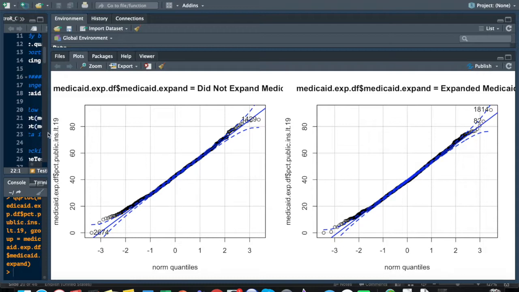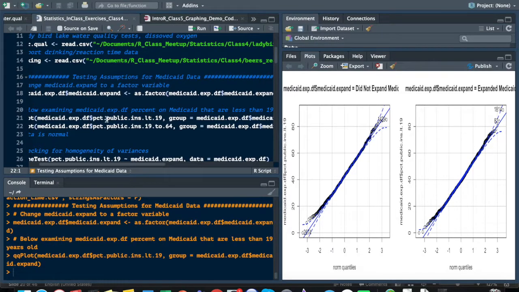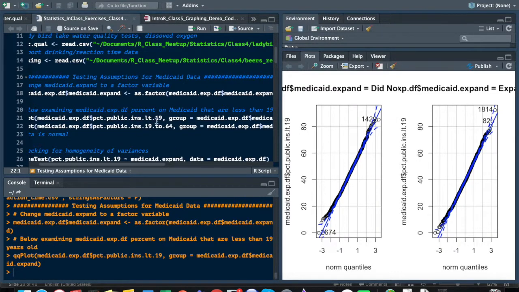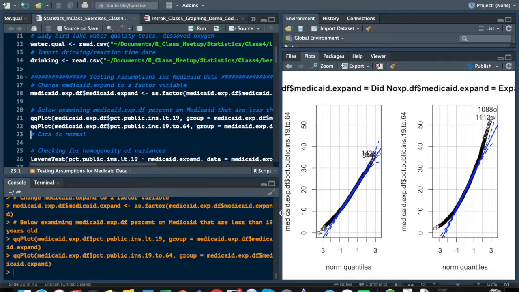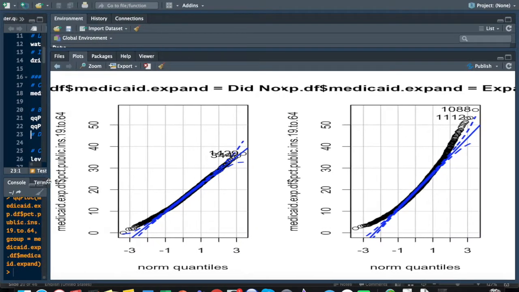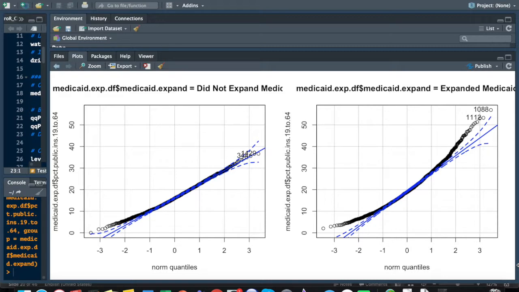The next one we're going to look at is the percent on public insurance from age 19 to 64. Customarily, those individuals would be on Medicaid. So we're going to run that QQ plot here. Now our graphics have adjusted. Say I had a smaller sample size than 30, I would not want to run a t-test in that case. I would not call this normally distributed, because we're seeing a clear pattern there. So that's how you read a QQ plot.